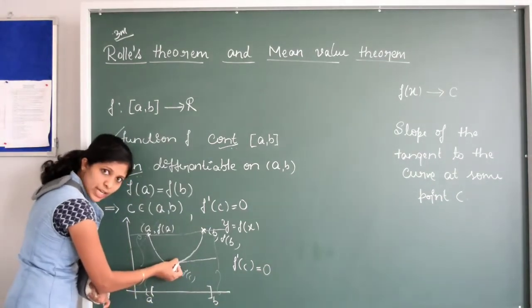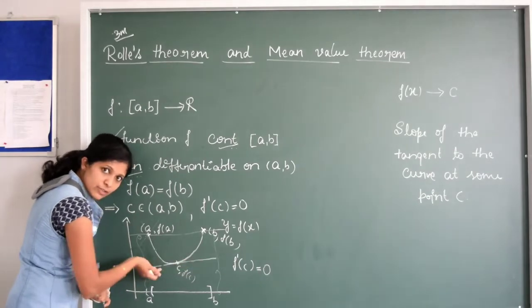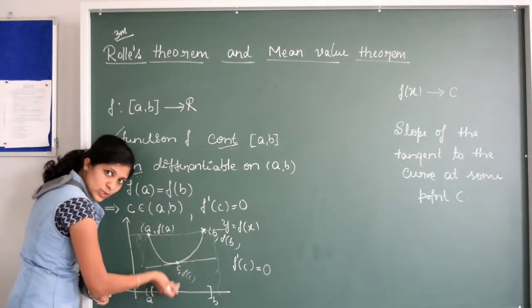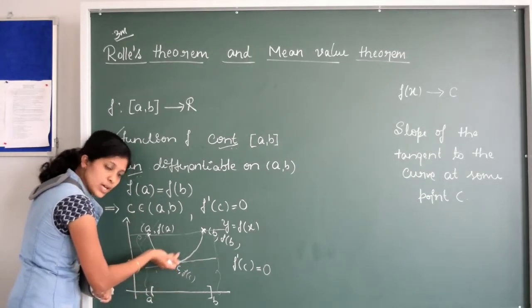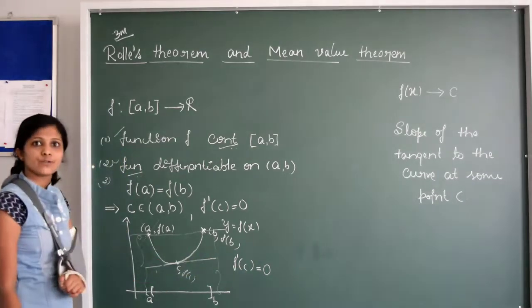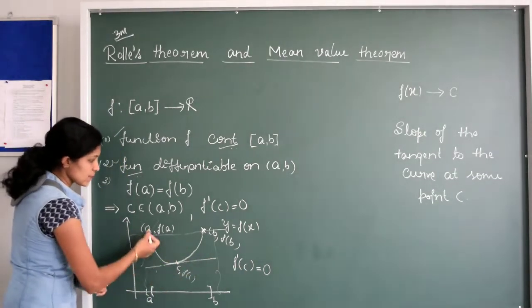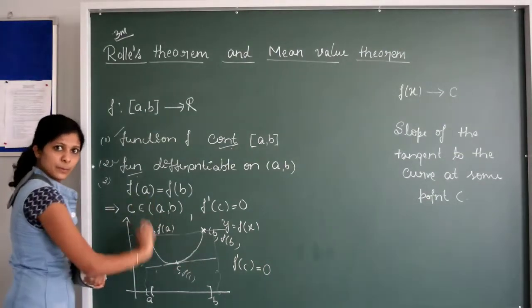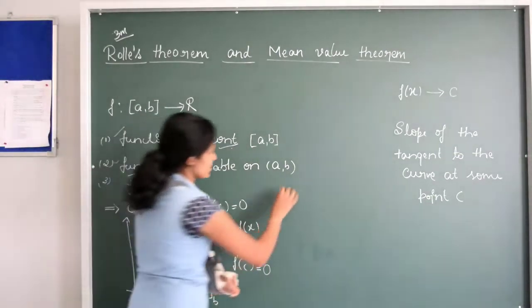Here there is some C. At this point we can draw the tangent. That tangent will be parallel to the x-axis. So the slope of this line will be equal to 0. So by this we can say that f dash of C is equal to 0, where C belongs to in between A to B. This is one example. Let us have one more example.